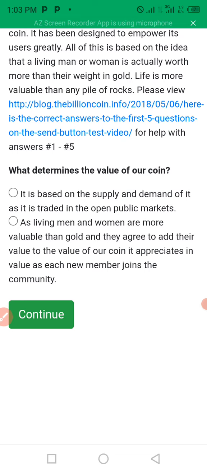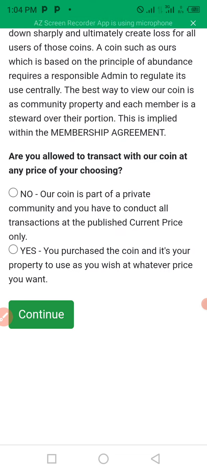It's impossible. It's once. So number 1, it is based on the supply and demand of it as it is traded on the open public markets. So that number 1 is the wrong answer. It's the wrong answer because our private coin is not on the market. It's private. Number 2 is the right answer: as living men and women are more valuable than gold, and they agree to add their value to the coin, the value of the coin appreciates as each new member joins the community. Just click on it and click on continue.